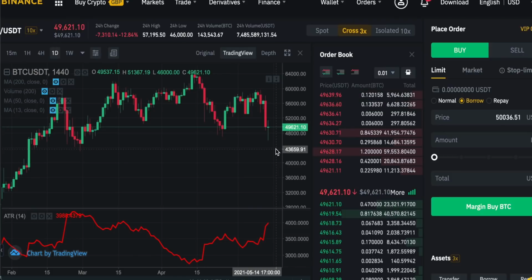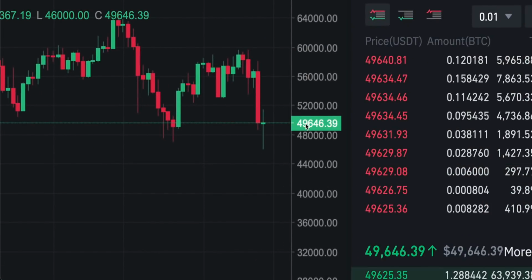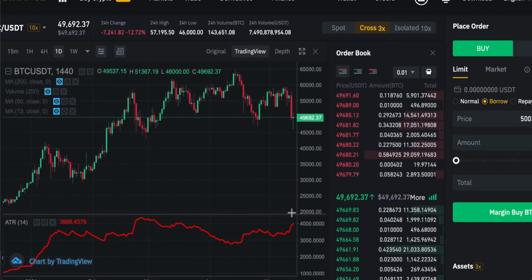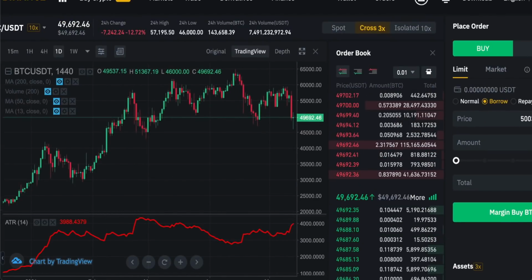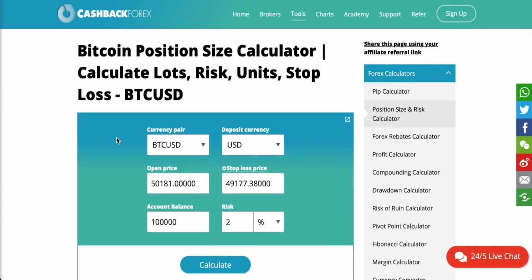This may sound quite complicated, but now that we know the price of Bitcoin, let's say we go long here at, let's say 50,000, and we also know our ATR now, which is 4,000, we can make a simple calculation to know how much risk and how big our position could be. I'm going to come to a position size calculator. You can come to Cashback Forex to use this one, but it will just tell you exactly how big your position can be. So we've got Bitcoin against US dollar as the currency pair.